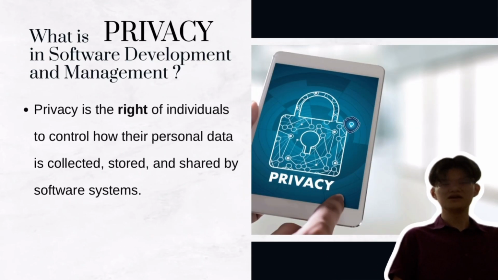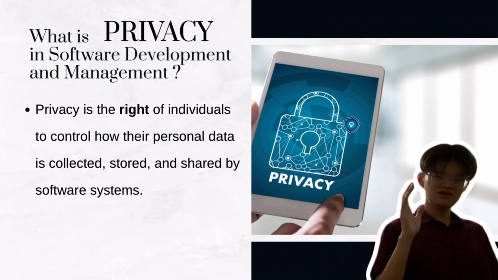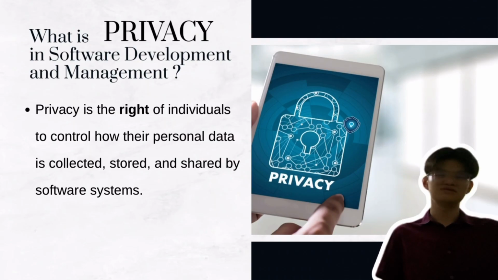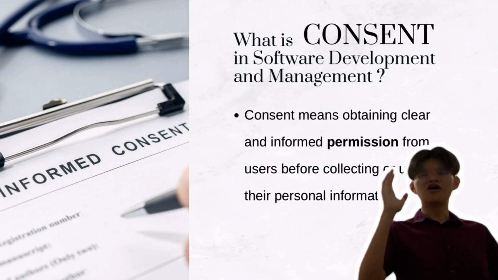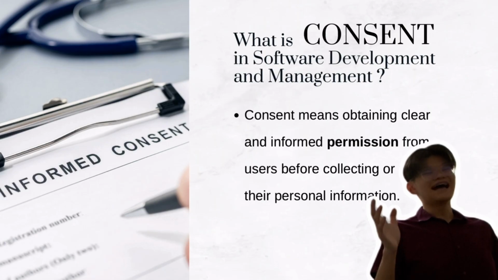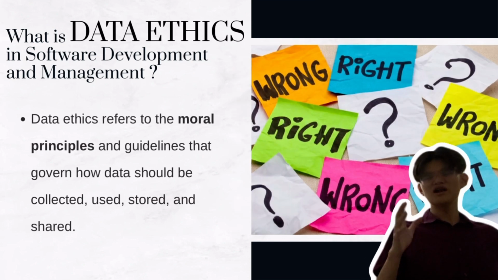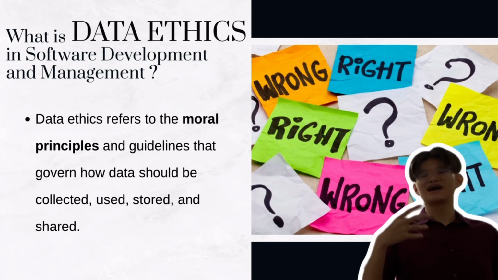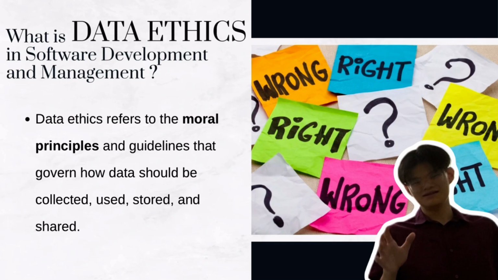First, what is privacy? Privacy is the right of individuals to control their personal data, how their personal data is collected, used, and stored in any software system. Secondly, consent. What is consent? Consent means obtaining clear and informed permission from users before collecting, using, or storing their data in any industry. Third, data ethics. What is data ethics? Data ethics refers to the moral principles and guidelines that govern how data should be collected, used, and stored by any means or form.